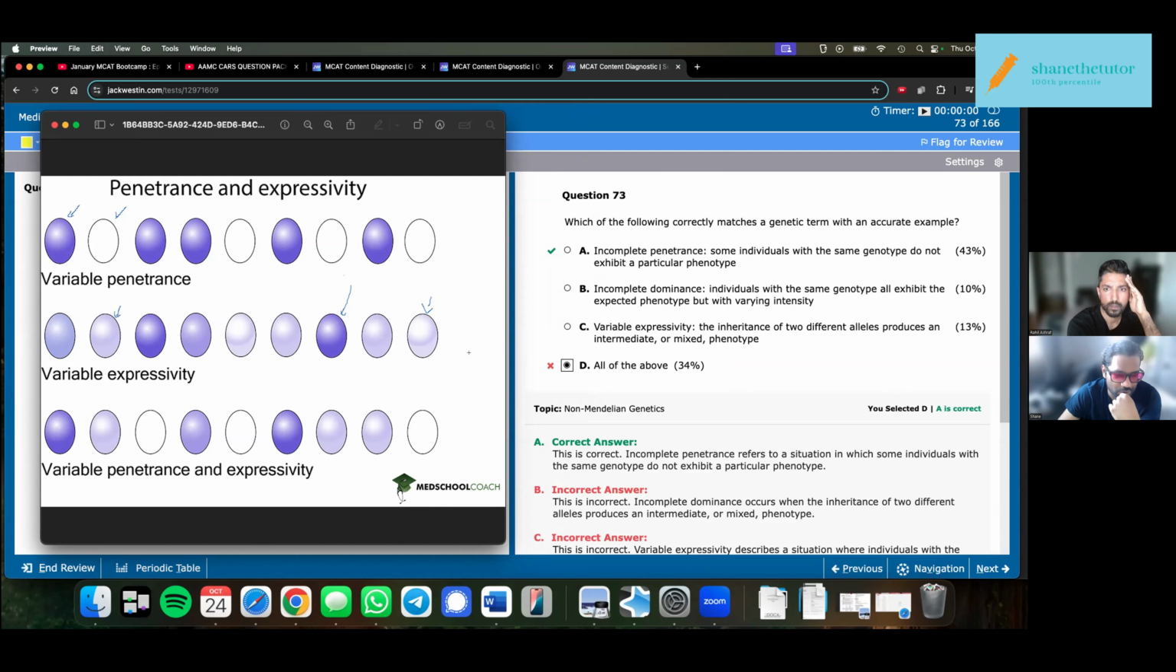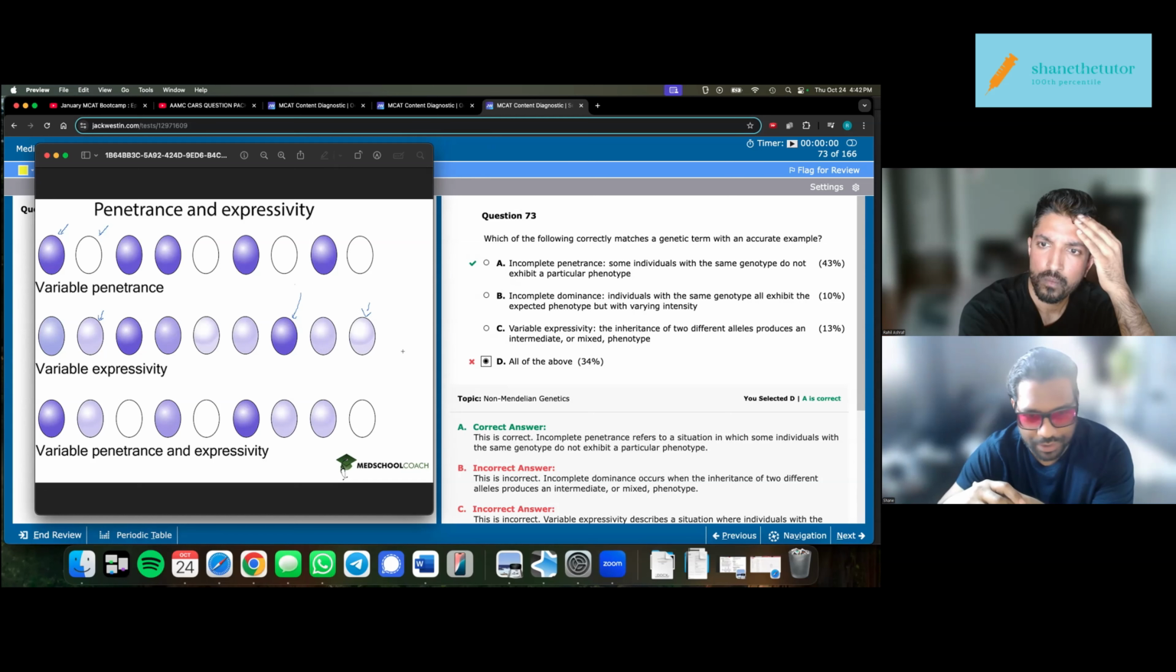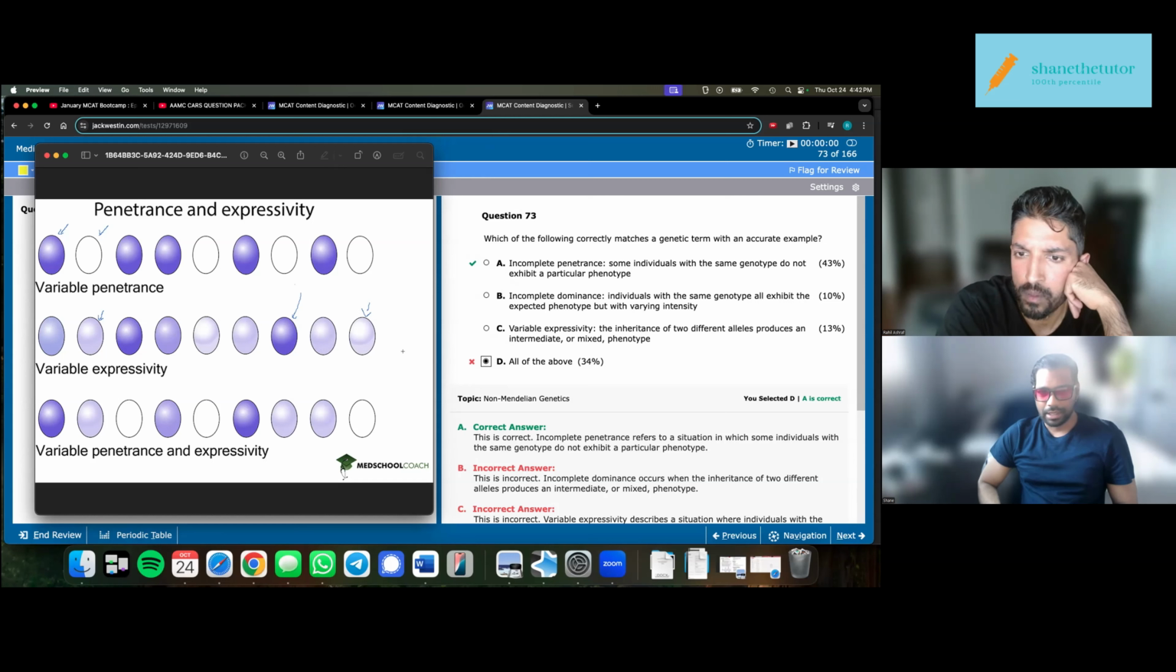So, okay, now for these choices here, incomplete penetrance. So we said that penetrance is whether certain individuals that have the genotype exhibit the phenotype or not. B says incomplete dominance, individuals with the same genotype all exhibit the expected phenotype, but with varying intensity. That would be, and that's describing variable expressivity, right? So that doesn't fit with incomplete dominance. If they said variable expressivity, then that would work. But since they're saying incomplete dominance, that won't work.